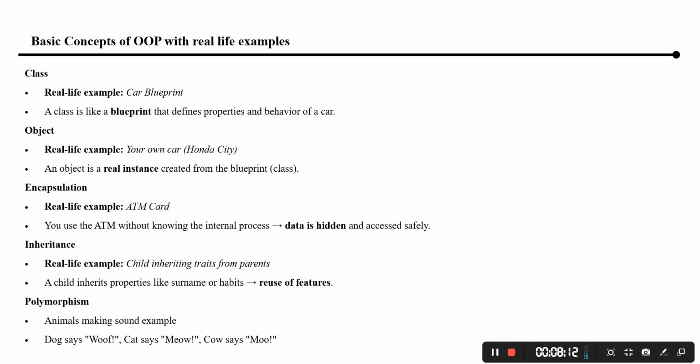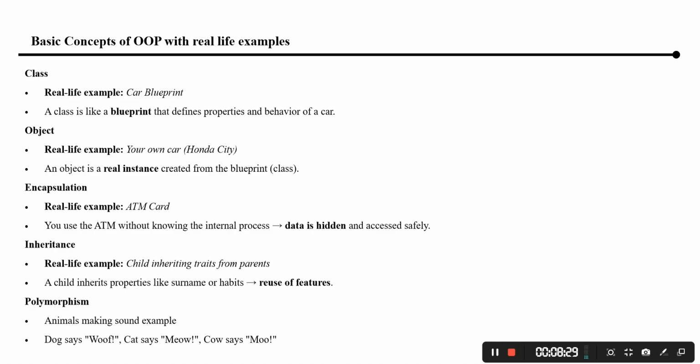Encapsulation, the real life example is ATM card. You can have the ATM card, you can use the ATM card, but you don't know what's happening actually when you put the ATM card inside. So that is called as encapsulation. The data is hidden and accessed safely.